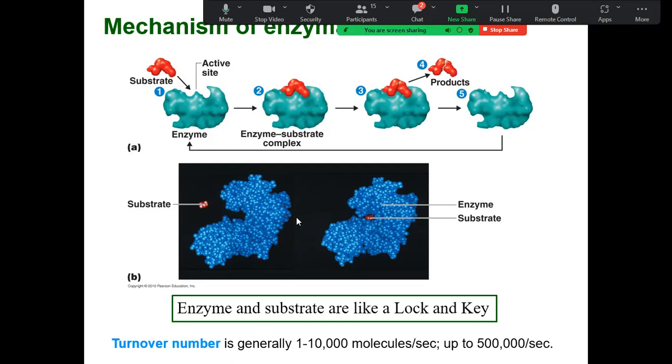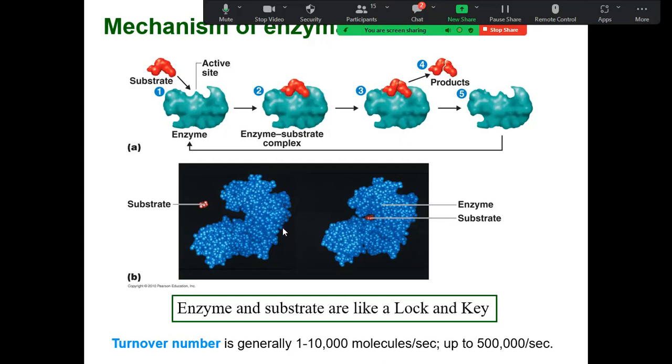This is the hand and glove model of an enzyme. The hand and glove model states that an enzyme works like the hand going into the glove, where the glove changes its shape to fit to the contours of the hand. If you're looking at this, you can see here's our substrate, and there's the enzyme. The enzyme is changing its shape to fit to the contours of the substrate. And this is the hand and glove model.